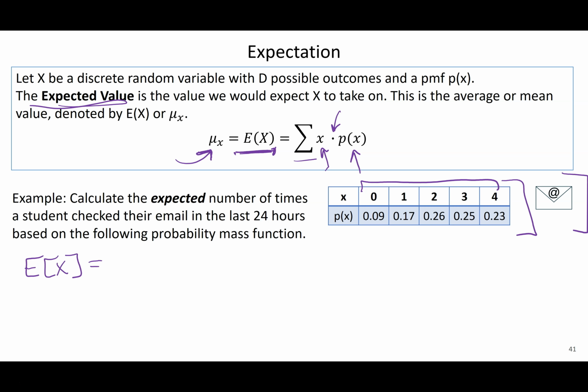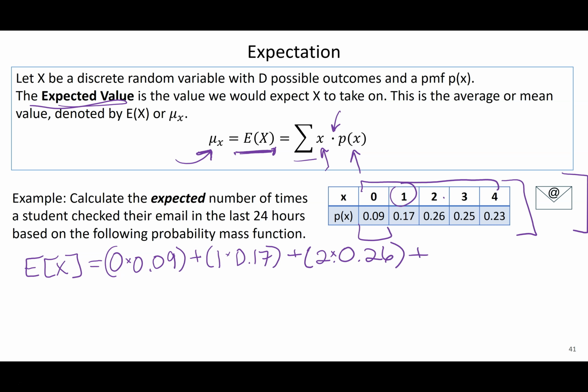I'm going to take 0 times the probability here, so 0.09. I like to put parentheses around it. It helps me not goof up my addition and multiplication. Plus 1 times 0.17, plus 2 times 0.26, plus 3 times 0.25, plus 4 times 0.23.